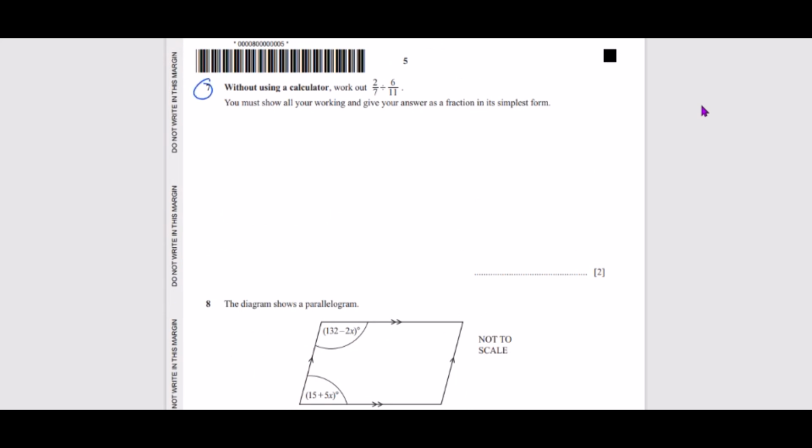Question number 7. Without using a calculator, work out 2/7 divided by 6/11. The division operation will be converted into multiplication, so the second fraction becomes its reciprocal, 11 over 6. 2 ones are 2, 2 threes are 6. 1 multiplied by 11 is 11. 3 multiplied by 7 is 21. So 11 over 21 is the final answer.